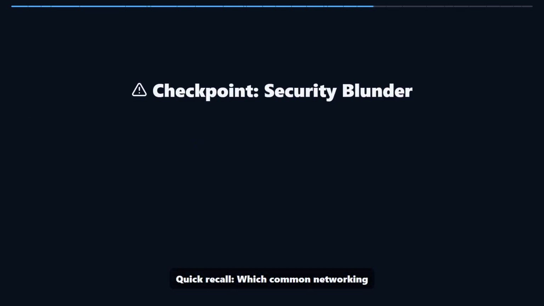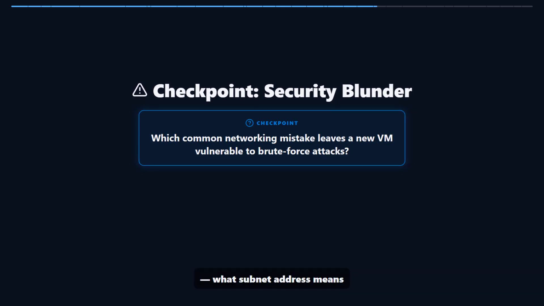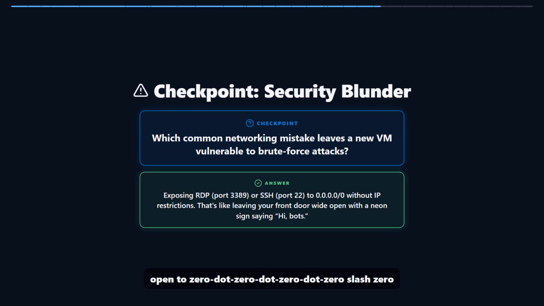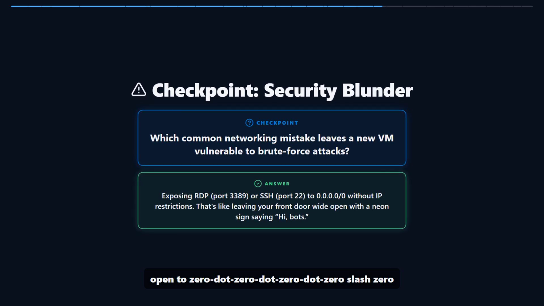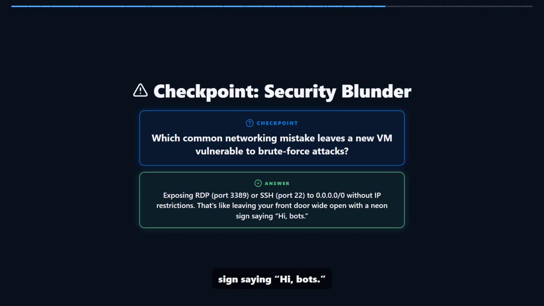Quick recall. Which common networking mistake leaves a new VM vulnerable to brute force attacks? Think back to the shield scene. What subnet address means the entire internet? The answer: leaving RDP or SSH open to 0.0.0.0/0 without any IP filtering. That's like leaving your front door wide open with a neon sign saying, "Hi, bots."